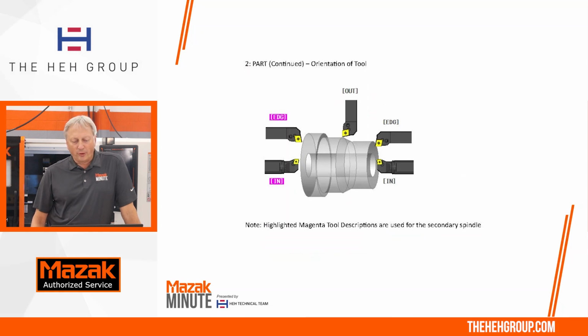There's a diagram for support for input on our controls, and that helps describe the tools. Here you're seeing that if I look towards the right-hand side, an edge tool is a tool that is horizontal and it is facing down the face of the part. You go to an in, that's going to be your boring bar tool. Out is going to be your OD tool. And again, on the left side, the descriptions in the magenta color, that's going to be the edge and the in. And again, that's used for your second spindle.